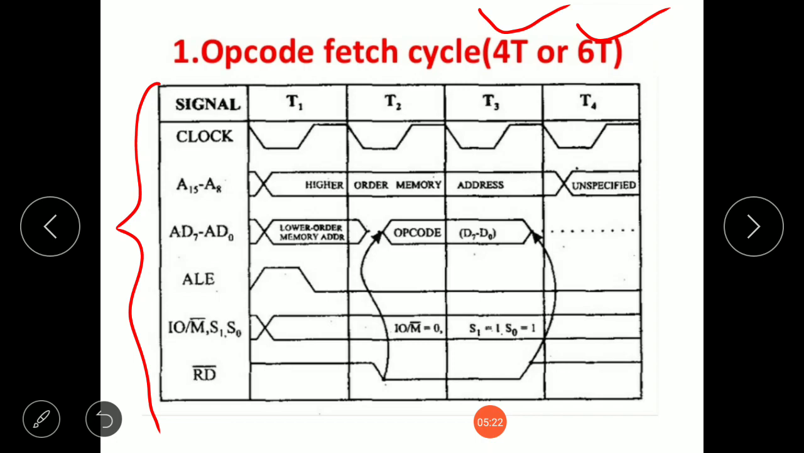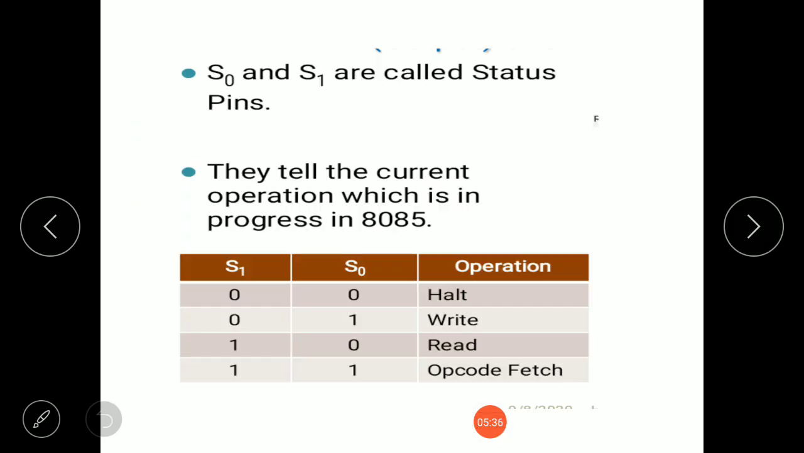In the first T state, the microprocessor makes the IO/M bar low and the S0 and S1 pins high. Why does it make the S0 and S1 pins high? As I told you when I was discussing the pin configuration, S0 and S1 are the status pins and they tell the current operation that is in progress in the 8085 microprocessor.